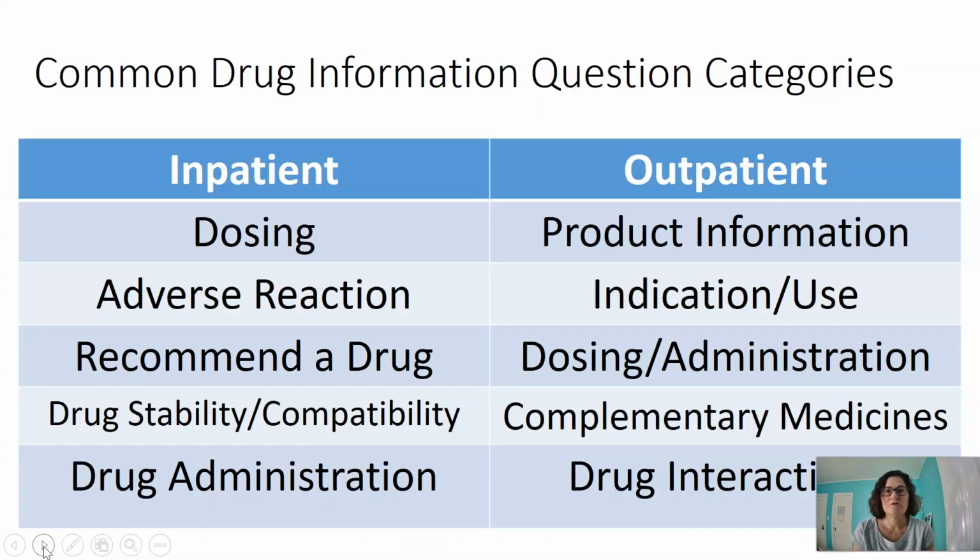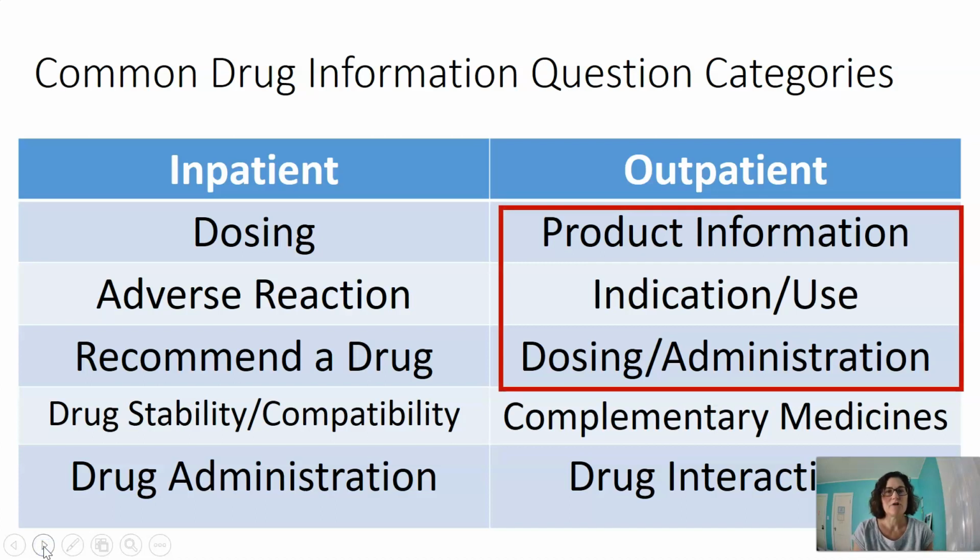Some of the most common drug information question categories that you'll encounter as a pharmacist are listed here. They vary a bit depending on whether you work in more of an inpatient or an outpatient setting. In the current course, we are focused on emulating an outpatient setting. And of those types that are commonly encountered this semester, we're going to focus on these three question types, which is product information, indication or use of a medication, and information about dosing and administration instructions.